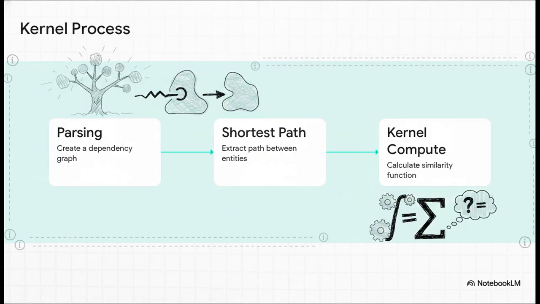To actually turn that elegant hypothesis into a functional mathematical calculation, we're going to follow a clear three-step process. 1. Dependency parsing. 2. Extracting the shortest path. And 3. The kernel definition. Let's jump right into step 1.